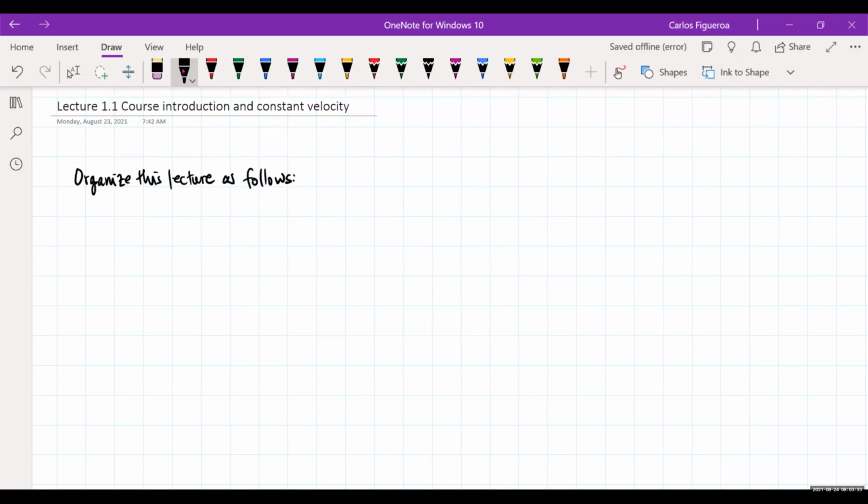So I think the first question that we should answer is, what is physics? Because typically when I ask people what is physics, a lot of times people say, oh, it's math. And it turns out that that's far from the truth. Okay, and then the second thing that I want to do here is talk about the scientific method.